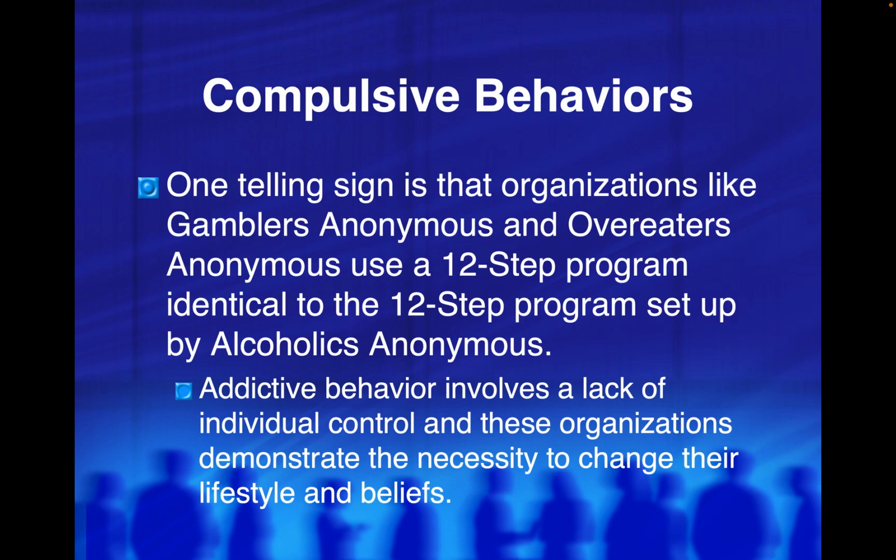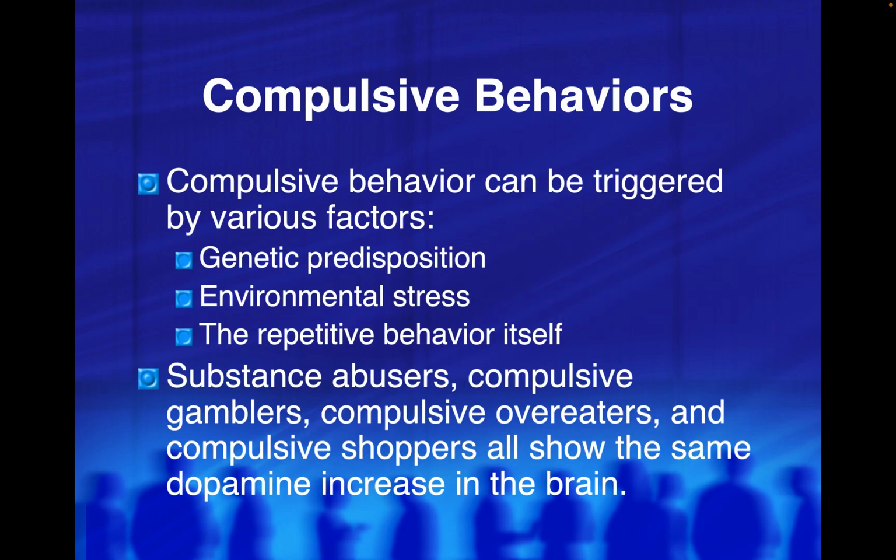One telling sign is that organizations like Gamblers Anonymous and Overeaters Anonymous use a 12-step program identical to the 12-step program set up by Alcoholics Anonymous. Addictive behavior involves a lack of individual control, and these organizations demonstrate the necessity to change their lifestyle and beliefs.